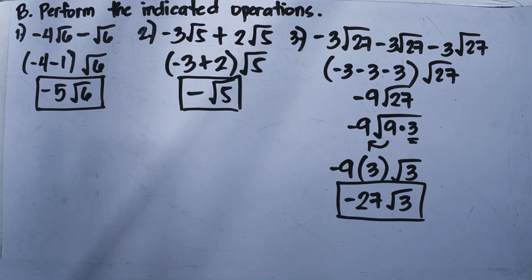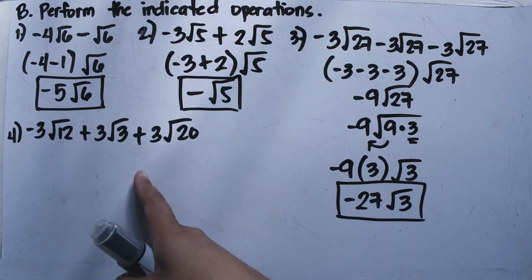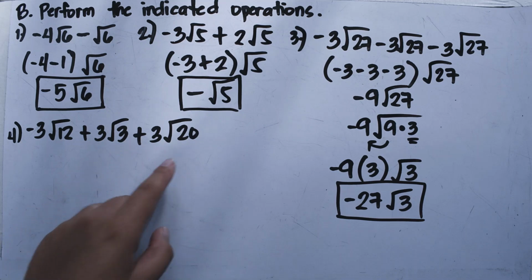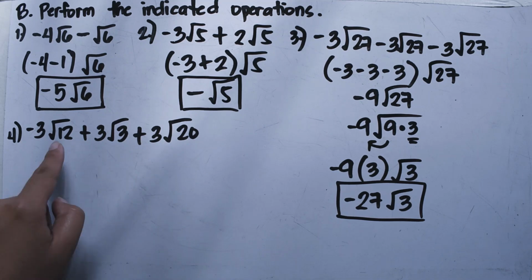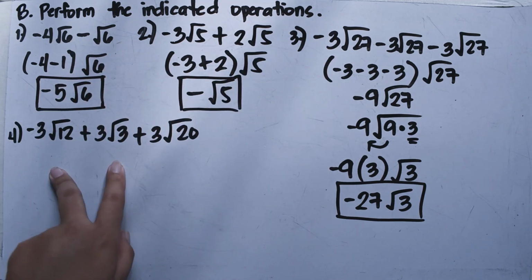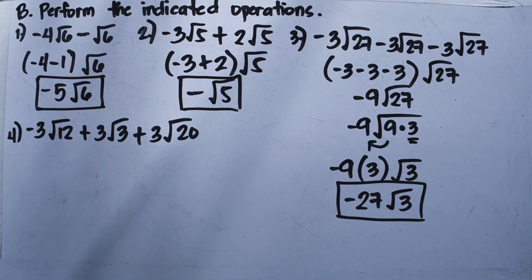So, mag-proceed na po tayo agad-agad doon sa ating number 4. Okay, so ito yung number 4 natin. So, we have negative 3 square root of 12 plus 3 square root of 3 plus 3 square root of 20. So, kung mapapansin nyo guys, unlike yung nauna nating tatlo na similar radicals, ito pong number 4 ay hindi similar radical. So, therefore, hindi po tayo agad makakapag-add or subtract. So, kailangan gawin muna natin silang similar radicals. Katulad nung sa una nating video nyo, mas nauna dito, di ba?